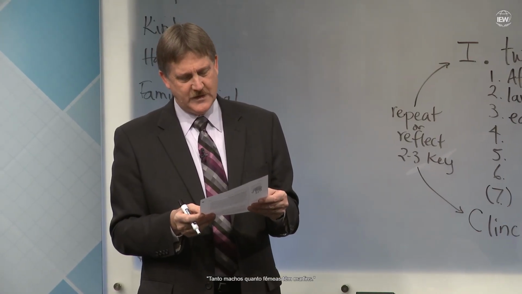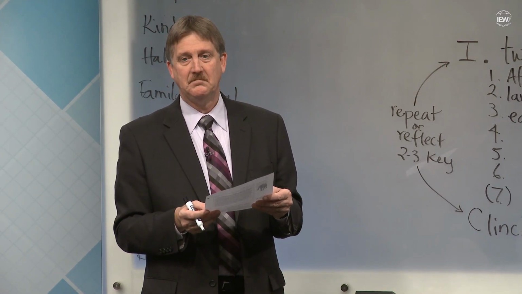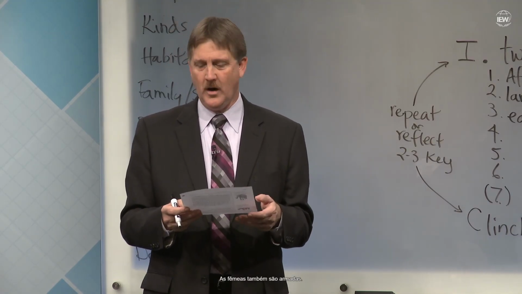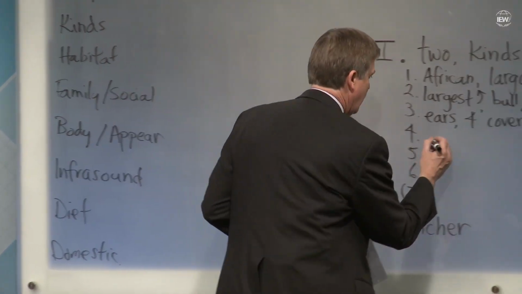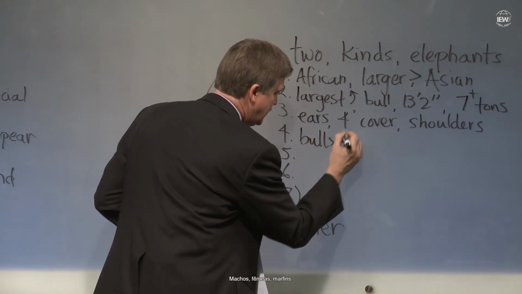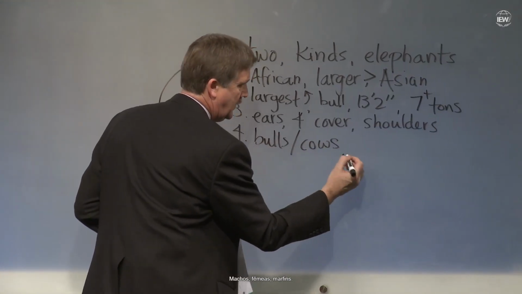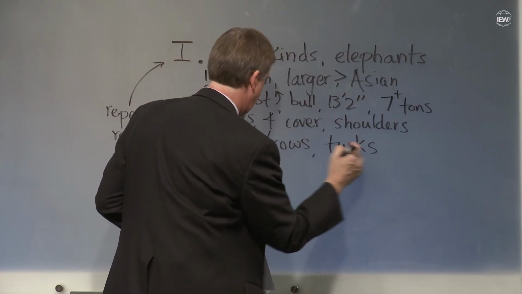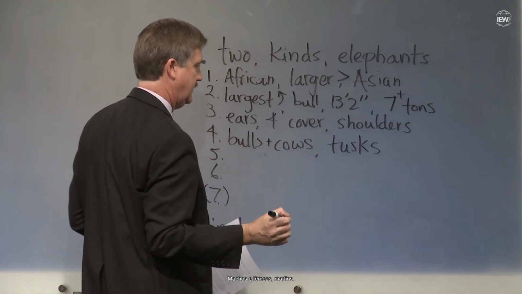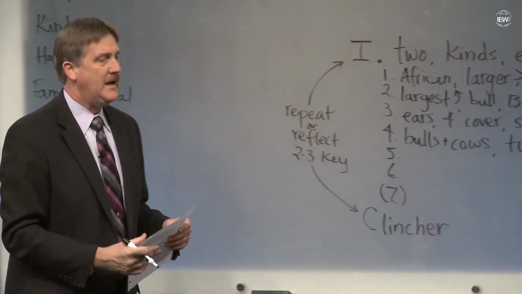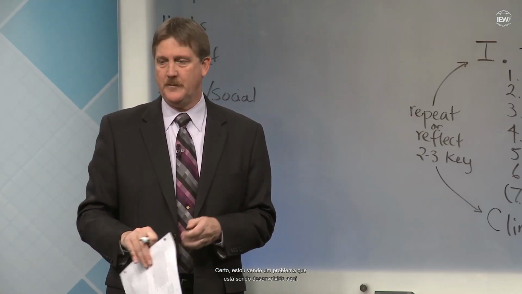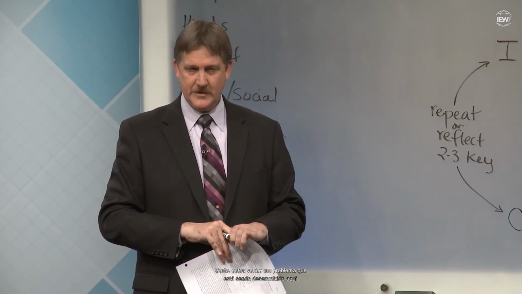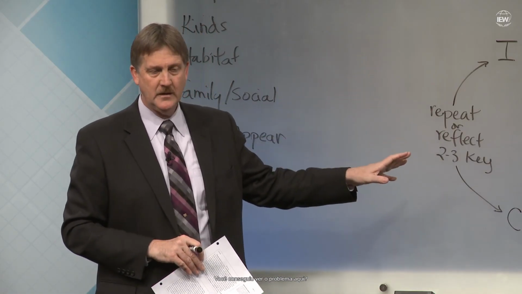Both the bulls and cows have tusks. The females are armed. Bulls, cows, tusks. Bulls and cows, tusks. Okay, now I see a little problem developing here. Do you see the problem that's developing?